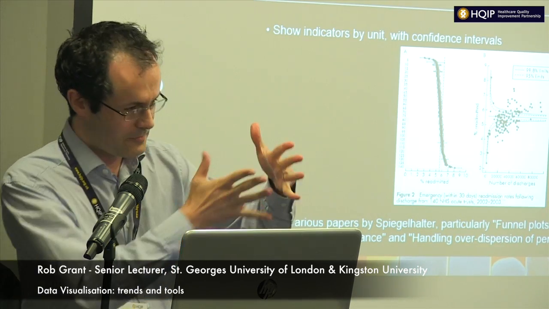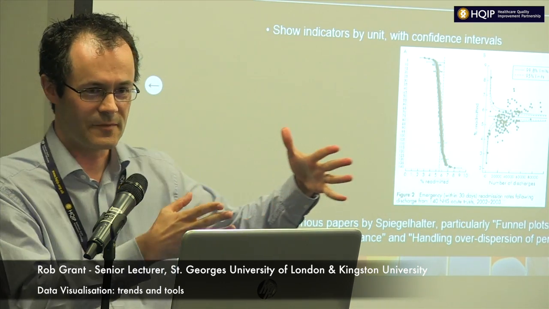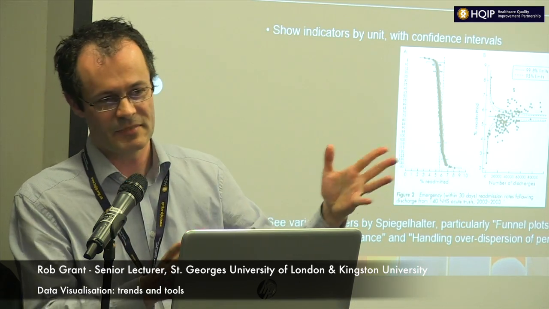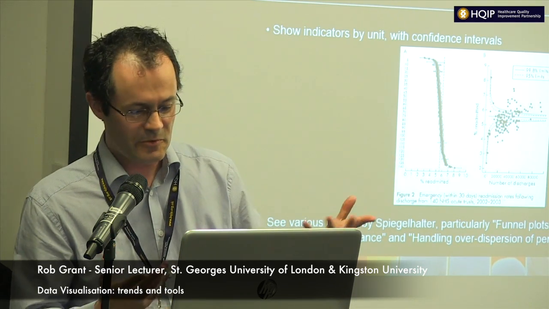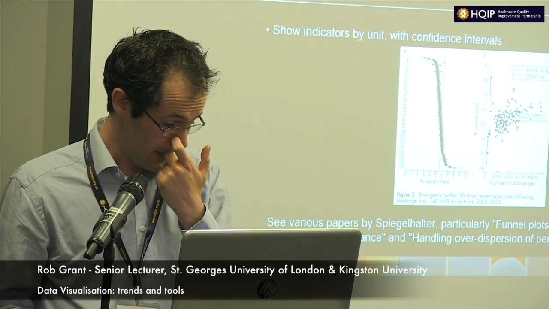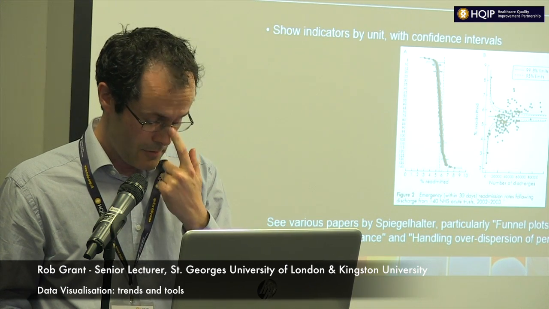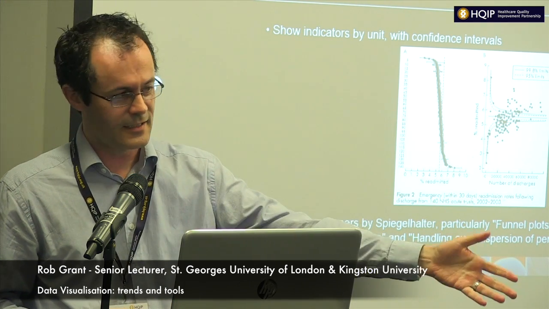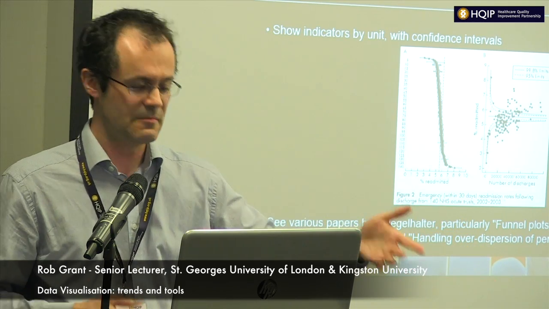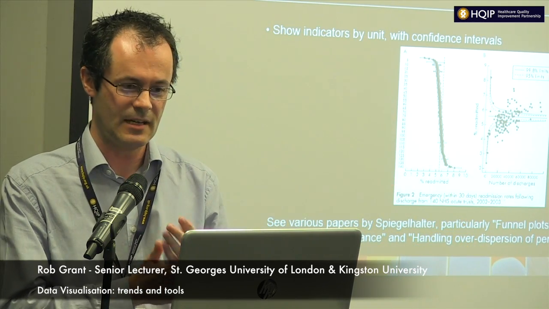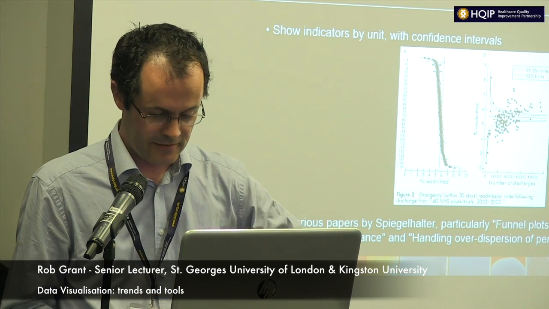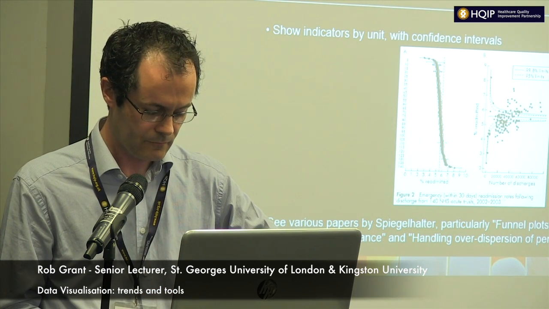So you can draw funnels of different degrees of certainty, analogous to 95% confidence interval, 98%, 99%, 99.8% in here, and then see how likely or unlikely it is that a hospital could be outside that funnel purely by bad luck, just happening to have a bad batch of patients, or whether there really is something worth investigating a bit further.